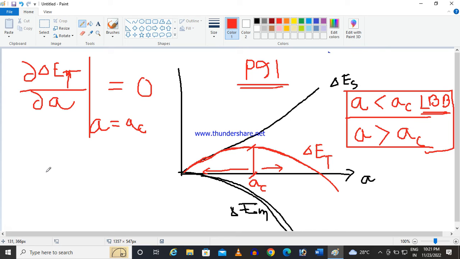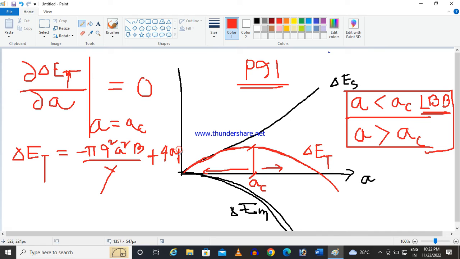Now if you see the total expression of del ET, the change of mechanical energy, it is minus pi sigma square, where sigma is the applied stress, into half crack length square into the width, divided by the Young modulus of the material, plus the change in surface energy, which is 4 times crack half length into width into the surface energy per unit area of the crack.